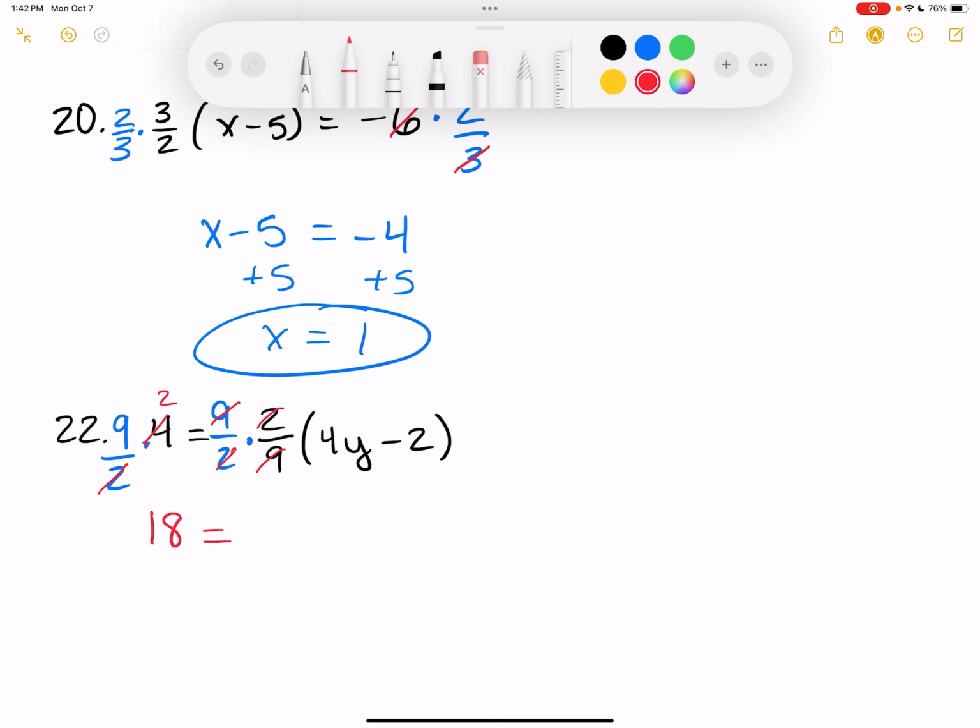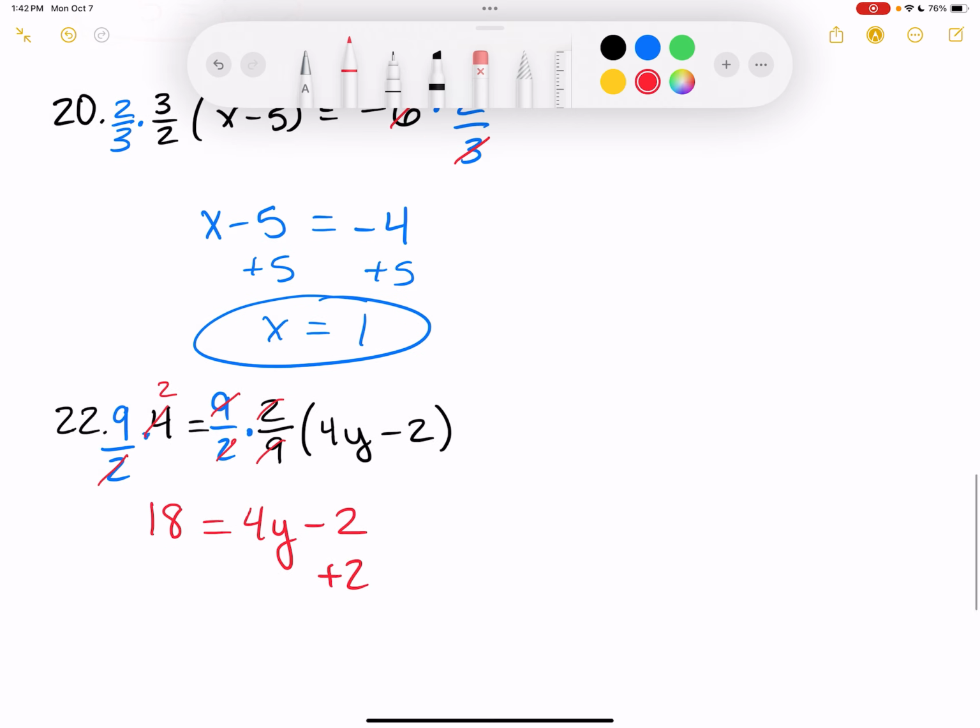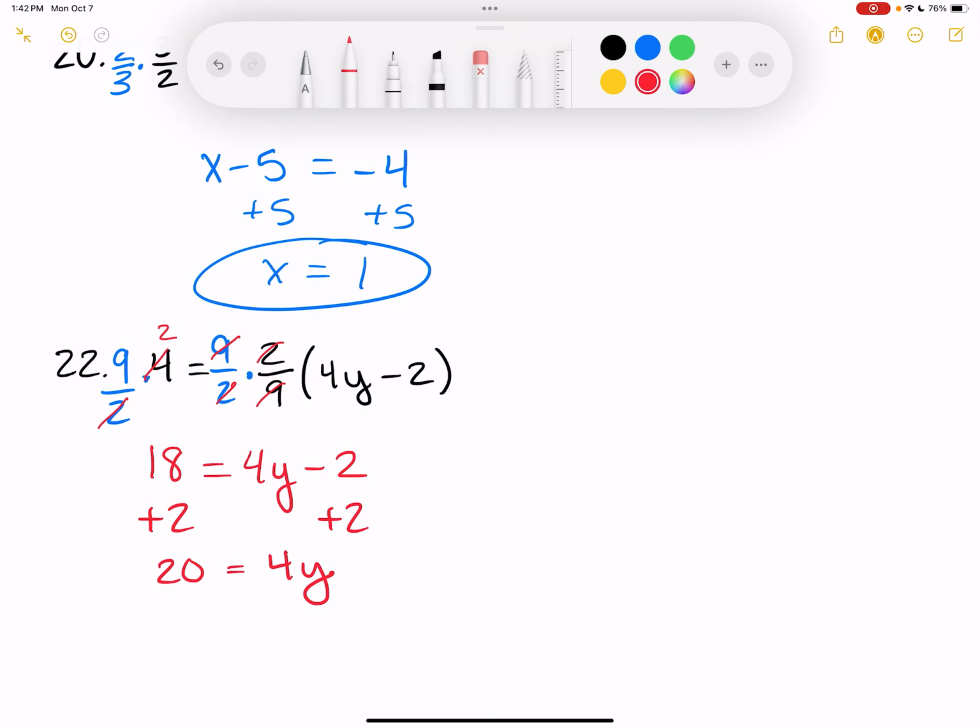So 18 equals 4y minus 2. Then what? Plus 2. So 20 equals 4y. Now what? Divide by 4. So 5 equals y. All right, any questions on those?